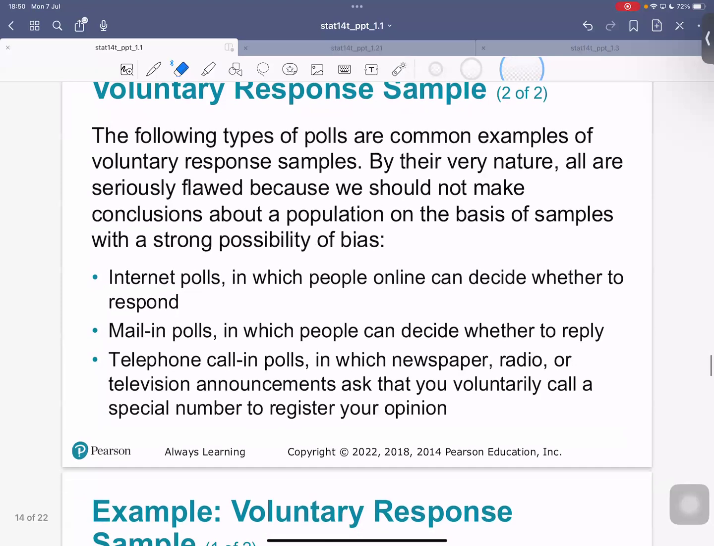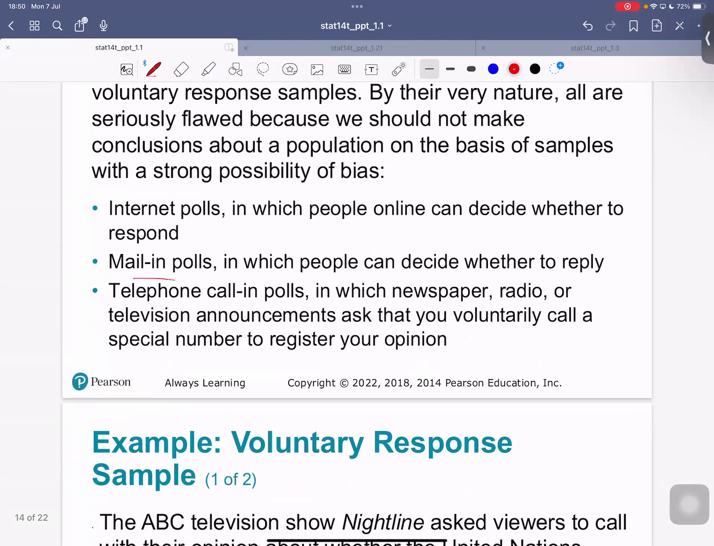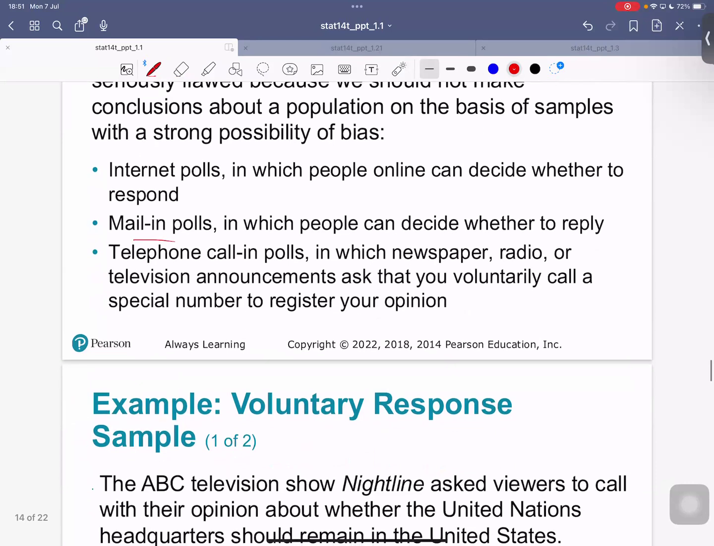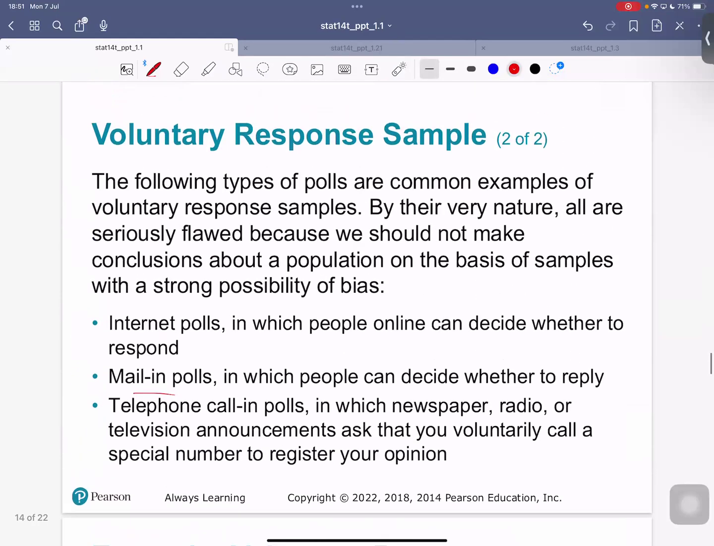And for example, in this case, mail-in polls in which people can decide whether to reply. Telephone call-in polls in which newspaper, radio, or television announcements ask you to voluntarily call a special number to register your opinion. Yeah, we get a lot of scam calls every day, right? And those shouldn't be the samples, the right samples that we use for making the conclusion here.